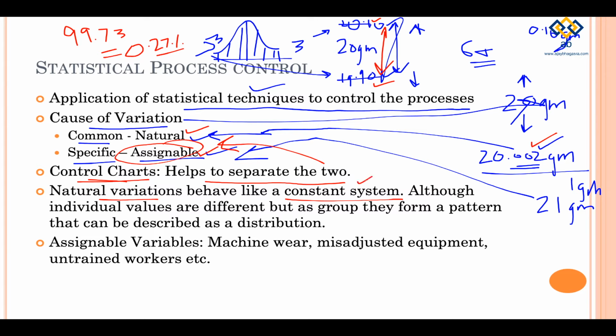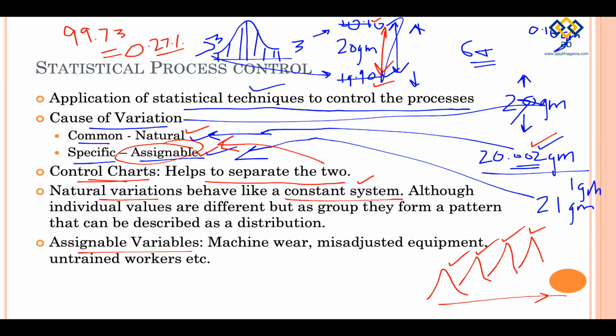And if you look at these observations, you will see that this variation can be plotted like this. This variation will be a normal distribution, right? And with time, suppose this is the time, if you plot this with time, you will keep on getting this normal distribution. If the shape of this normal distribution changes, that means you have assignable variables.